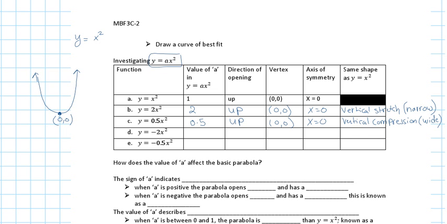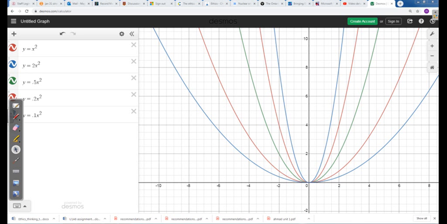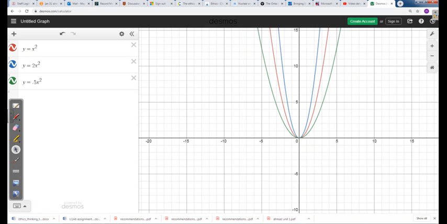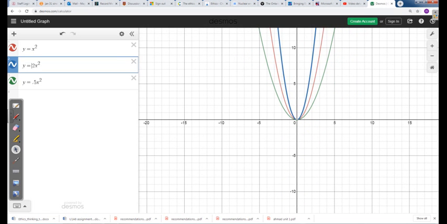Okay? So I'm just going to delete these. And then this is the 2x squared, so the blue one is the 2x squared. Now if I change it to a negative 2x squared, you see what happened? Look. Okay, that's the original one. And then if I make the A value negative, it flips. So instead of opening up, it's going to start opening down. Okay?